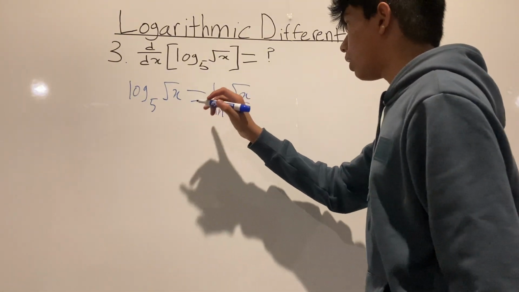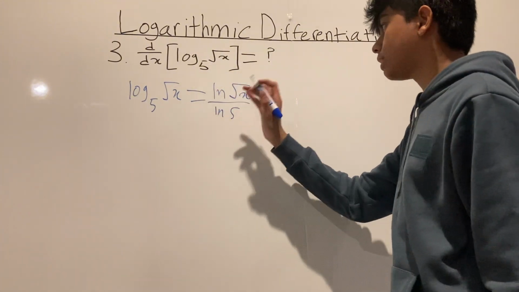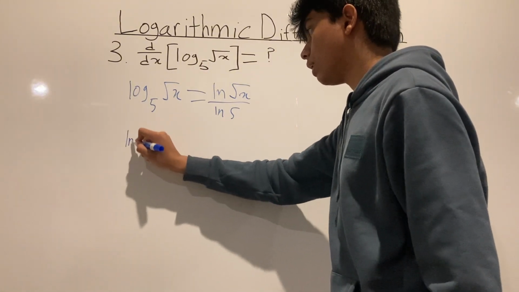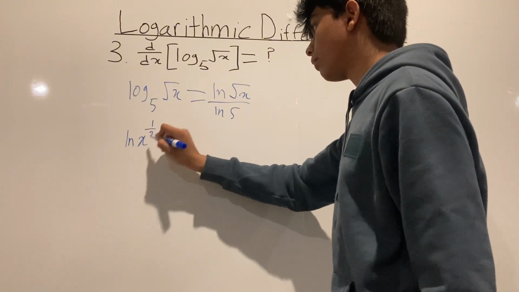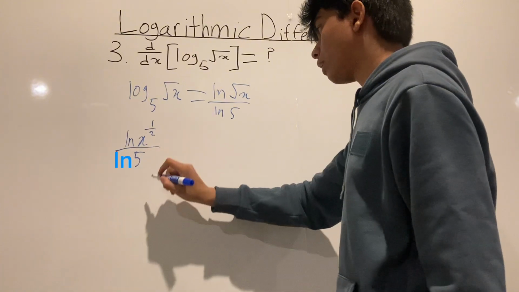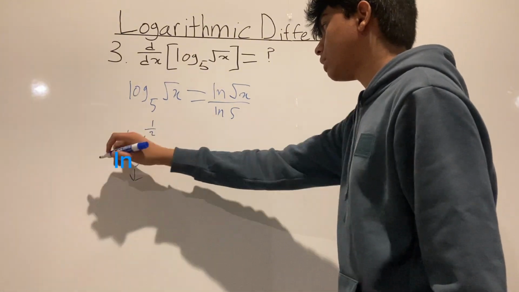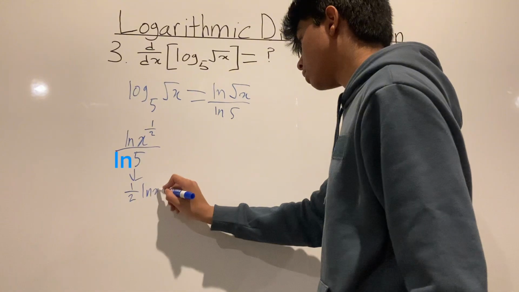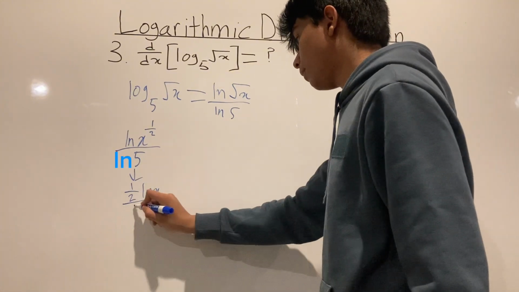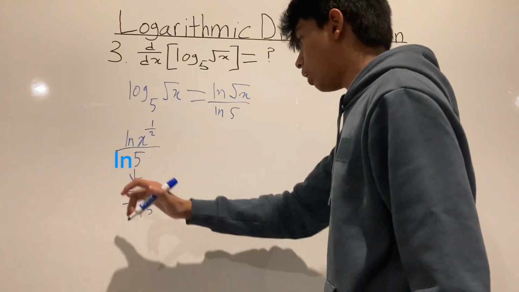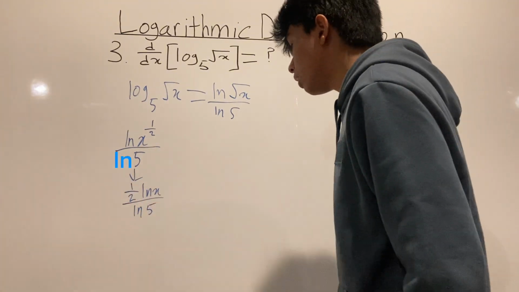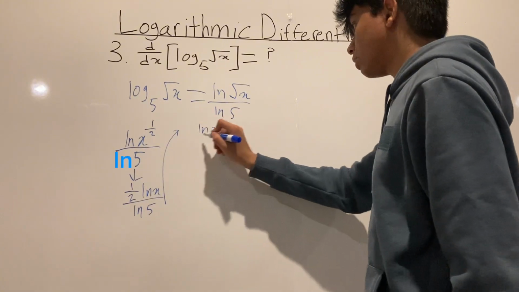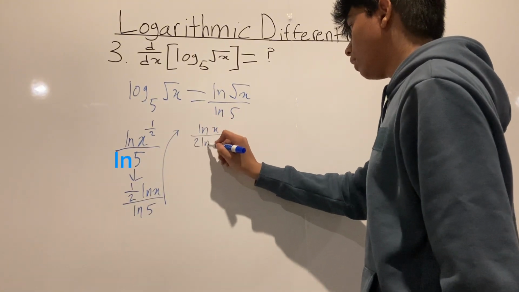Okay, now this square root x is the same thing as x to the power 1 over 2. So we can rewrite this as ln of x to the power 1 over 2, divided by ln 5. And we can bring this down using another log rule: 1 over 2 ln x, and then divided by ln 5. Now again, we can bring this 1 over 2 down. So now we have ln x over 2 ln 5.